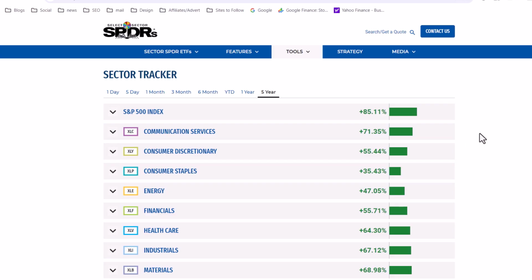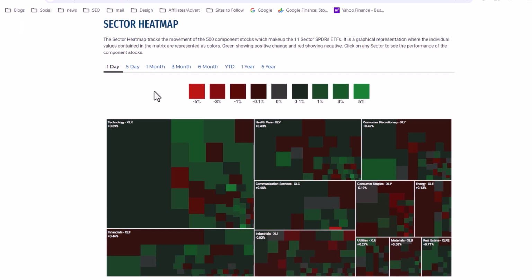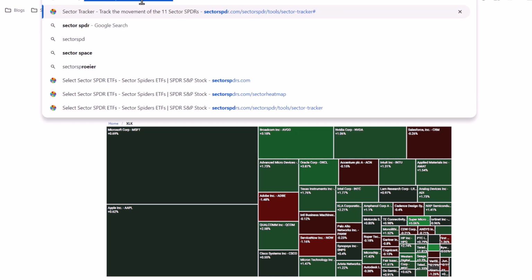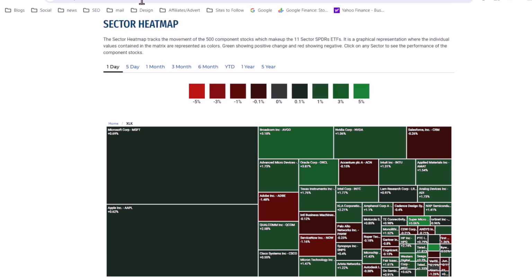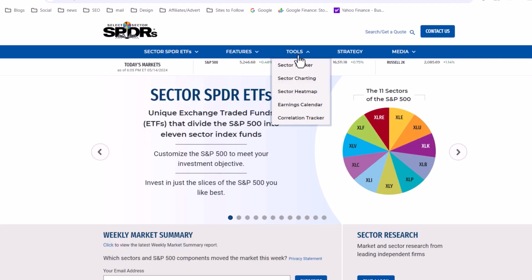Now, another way to visualize this is by going to Tools in the menu here and switching it to the sector heat map. You'll find all the same time periods and sectors, but shown in a color scale, and clicking through shows you the stocks in each sector and the returns over the period. Again, this is all at sectorspdrs.com, and in the Tools section, all totally free to use and a great place to start your stock research.